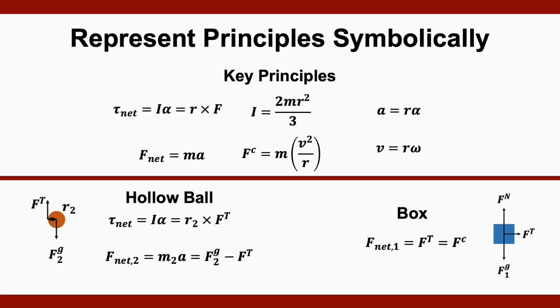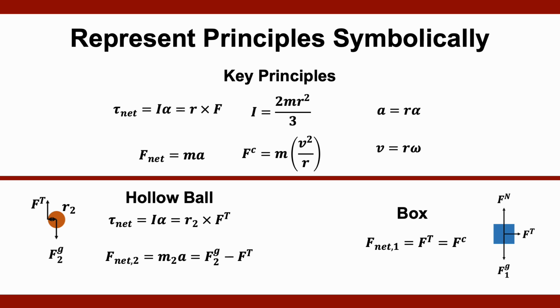We would need to recall that net torque, which results from the tension force on the ball, is equal to the product of moment of inertia and angular acceleration. Net torque could also be equal to the cross product of the ball's radius and force, or more specifically, the tension force. We could search up the moment of inertia and find it to be 2mr squared over 3. We also know that acceleration is equal to the product of radius and angular acceleration, which we could rearrange to isolate angular acceleration on one side to substitute it into the equation for net torque.